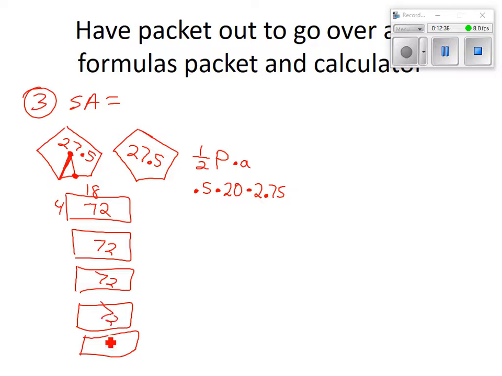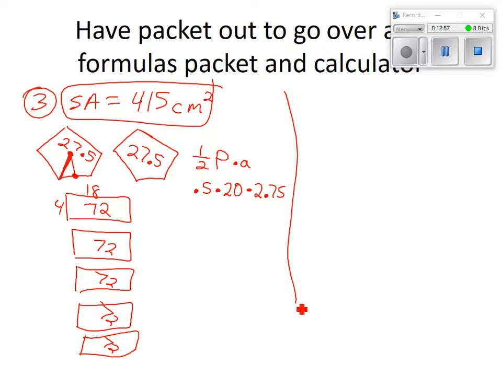Now is it always going to be that way? No, only if the base is regular. So all of this totals up to 360? No, not the... No. 27.5. So we need it all. 415. What are our units? Centimeters squared. That's for surface area.